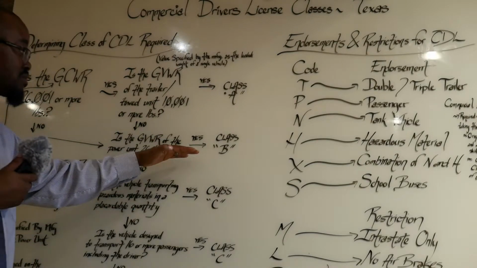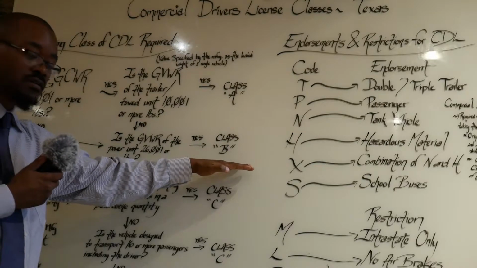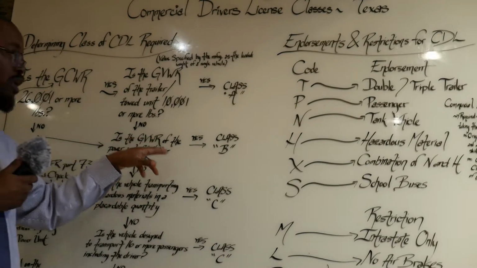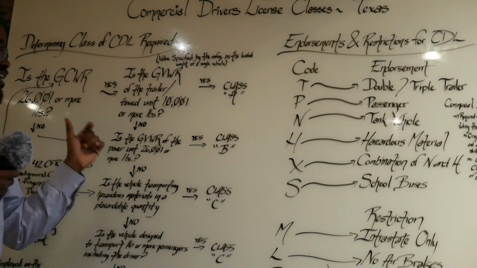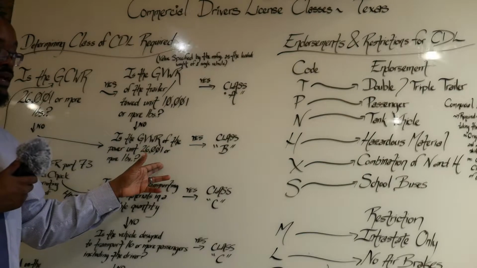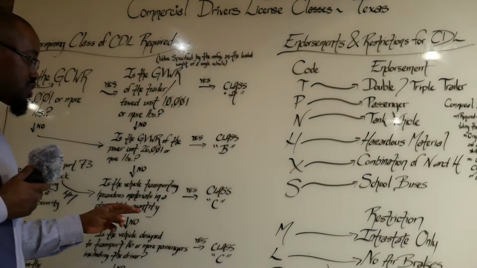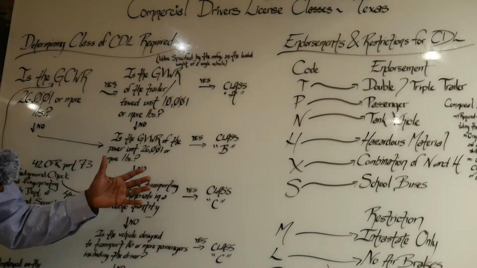And if it is, then you're in Class B. Are you following along? All right. If that is not true, if the gross vehicle weight rating of the power unit, which we already talked about, is not more than 26,000 pounds, then you have to move down to the next level. And you have two questions pretty much that you're asking yourself for the Class C CDL.